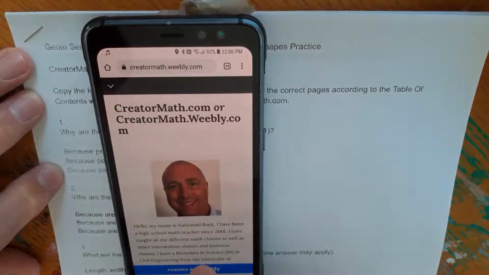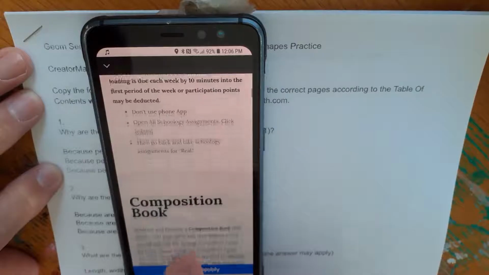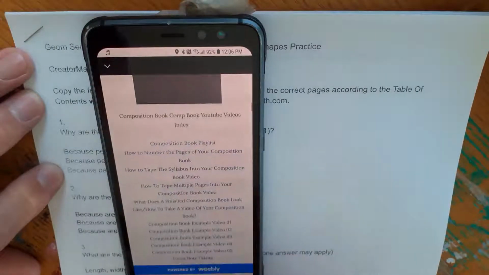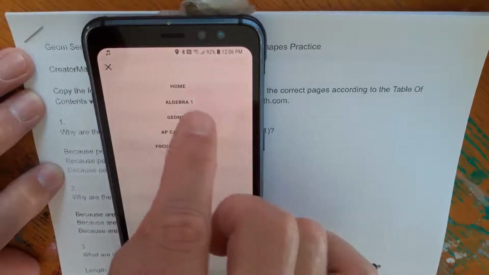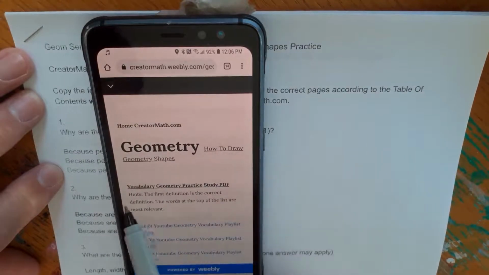All of the composition book information and instructions, you guys, are on this home page. You just scroll down to see the words comp book and see the picture, and then follow all the videos and the instructions below it, and you can have an A on the comp book. We're going to go to the geometry notes, which is under the geometry tab. First, we're going to pass by the Geometry Vocabulary PDF.